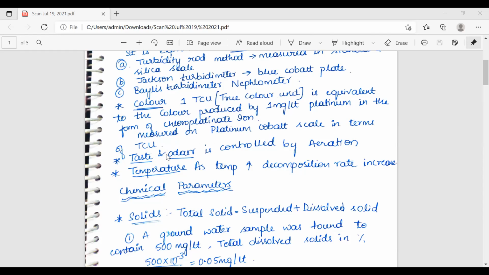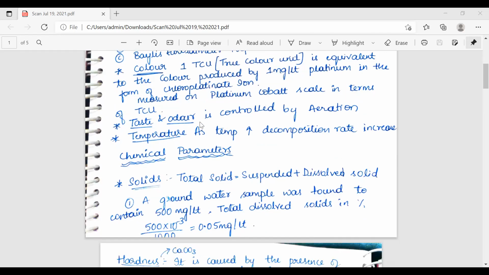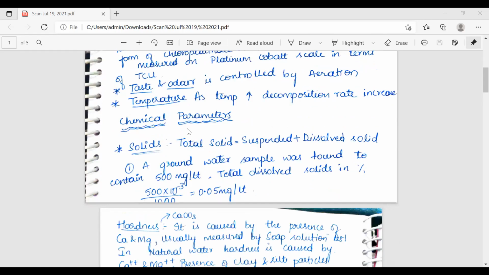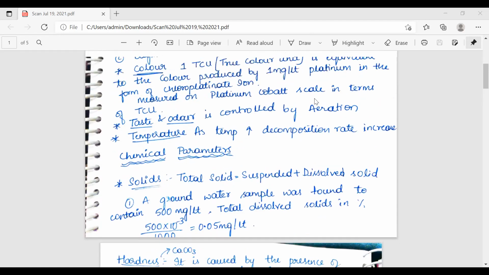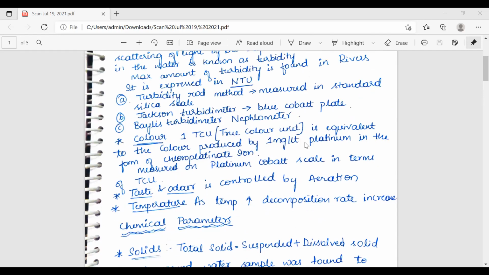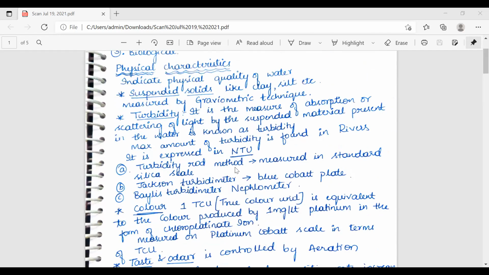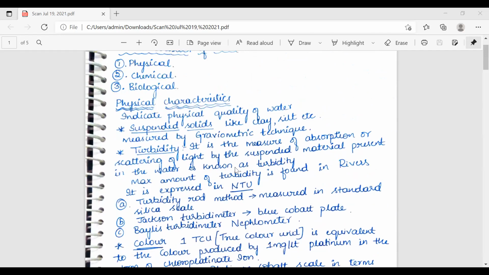Next one is taste and odor. Taste and odor is controlled by the aeration process. By the aeration process, you can control the excess taste and odor of the water. Next I'll talk about temperature. As temperature increases, the decomposition rate also increases. These are the 5 physical parameters of water.